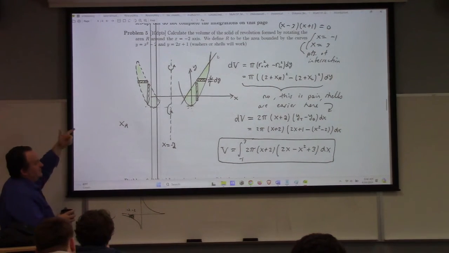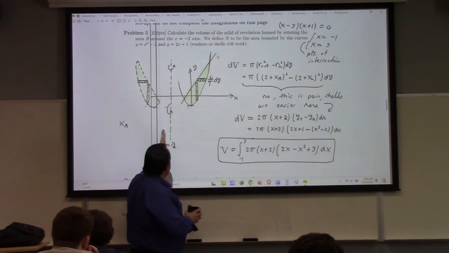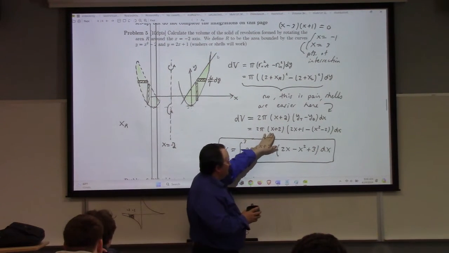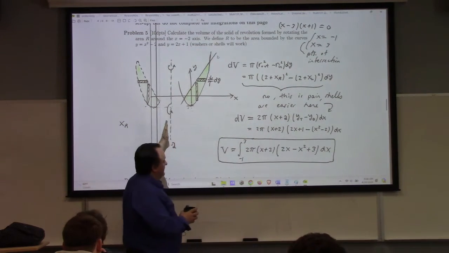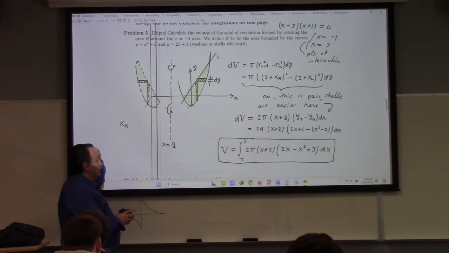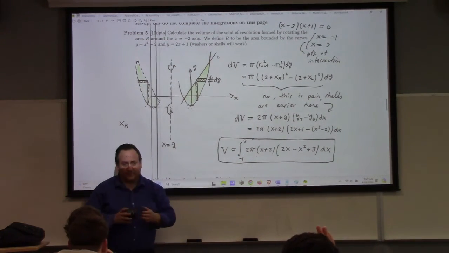So if I use cylindrical shells, 2 pi times the radius. This is a rotation around x equals minus 2, so the radius is actually x plus 2. So 2 pi r times the height gives me the area of the cylindrical shell. I just laid it flat, and the thickness is dx. So this is my setup.